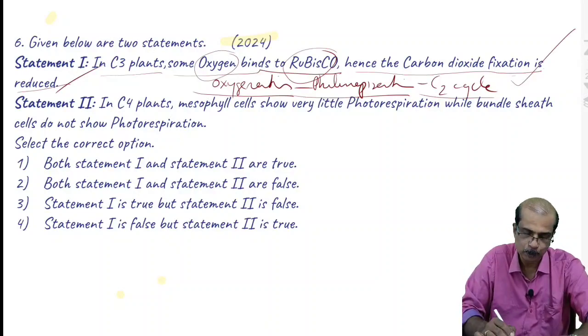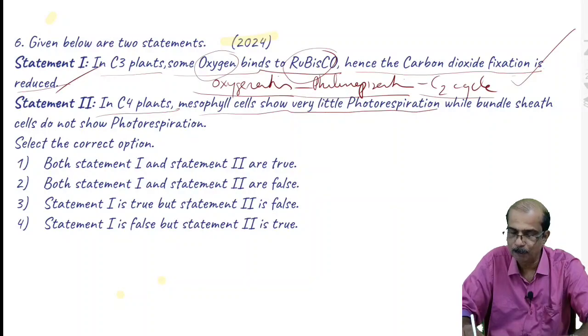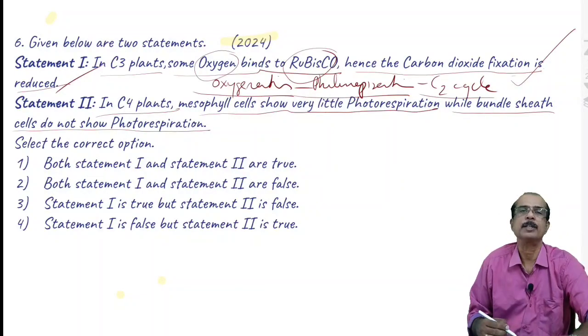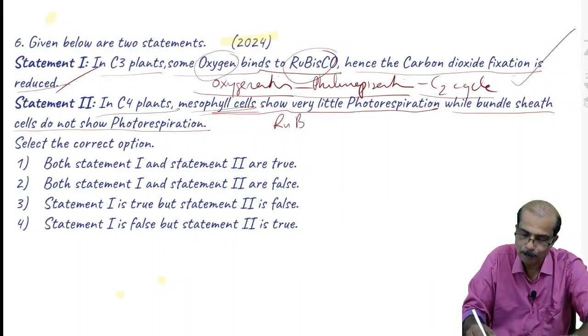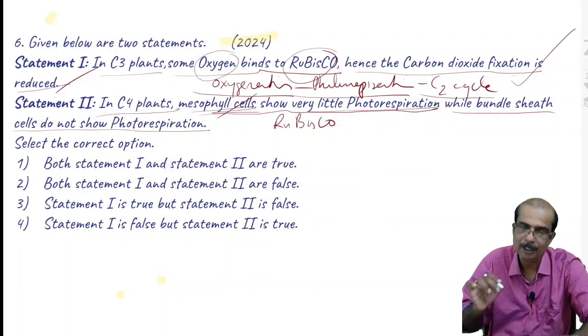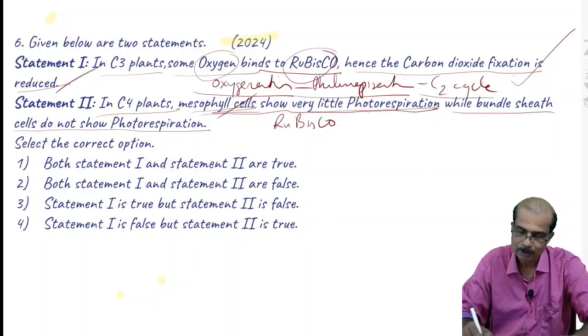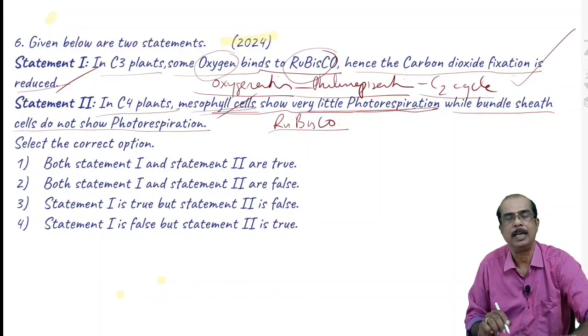What about statement 2? In C4 plants, mesophyll cells show very little photorespiration while bundle sheath cells do not show photorespiration. Here in mesophyll cells, there is no rubisco. Rubisco is absent in mesophyll cells, so very little photorespiration. Even though oxygen is available, very little photorespiration takes place because rubisco is absent there.